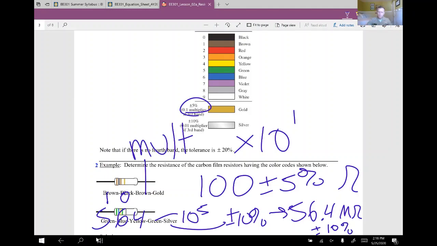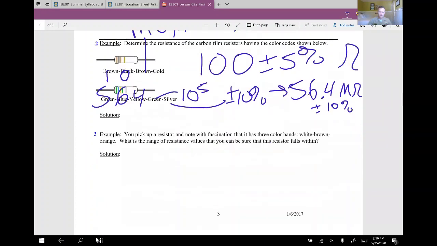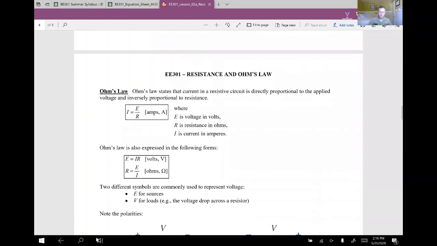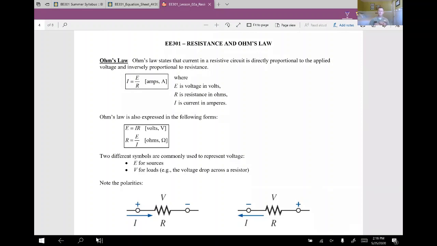We can keep moving down along the page. I'll skip example 3, and let's move on to our favorite law in this class. Pretty much, if we ask you a question and you have no idea what the answer is, if you at least just say Ohm's law, probably 50% of the time that's going to be right in this class. It's what we're using all the time.